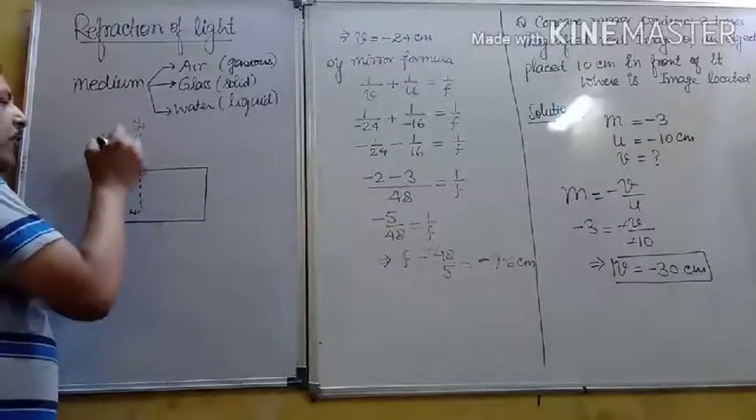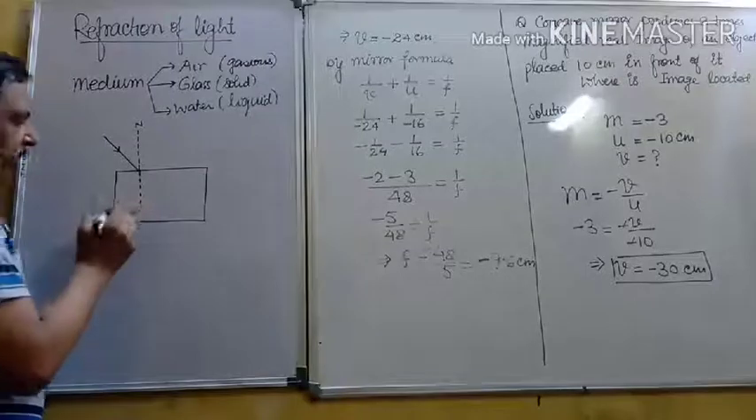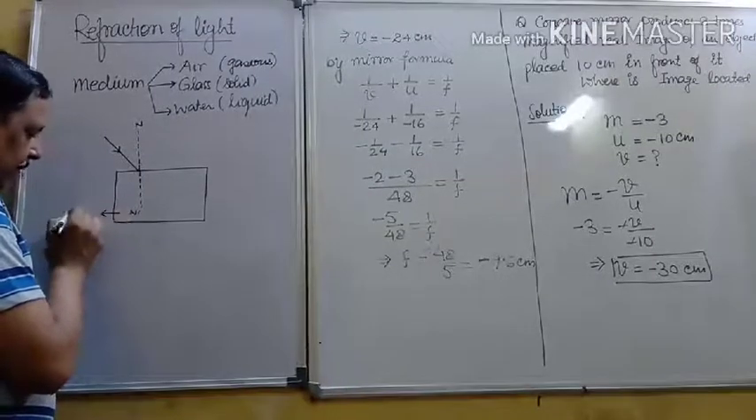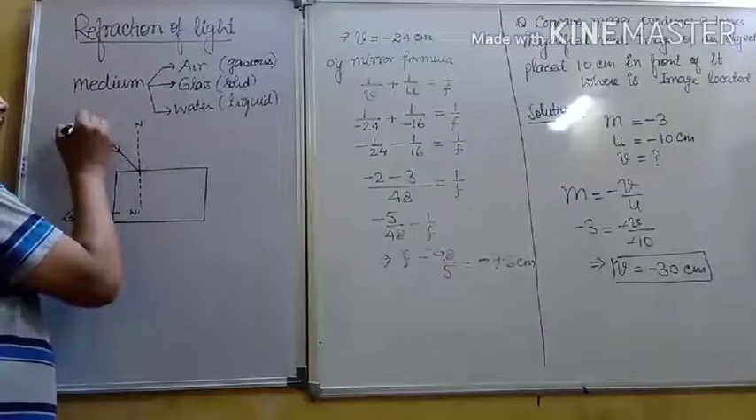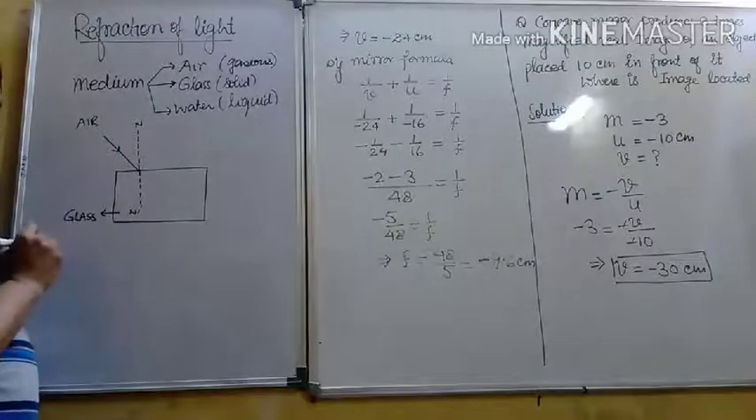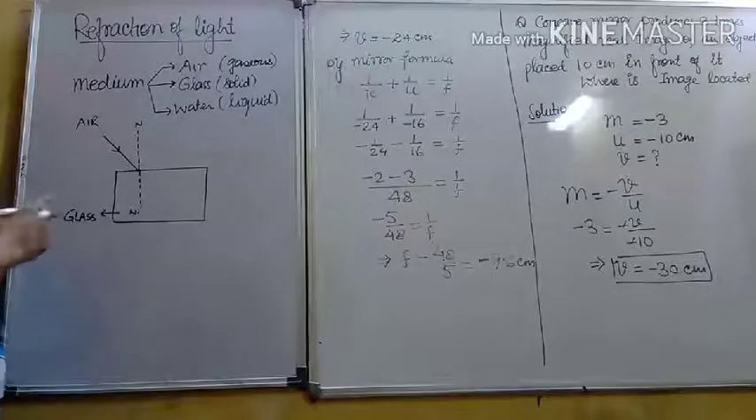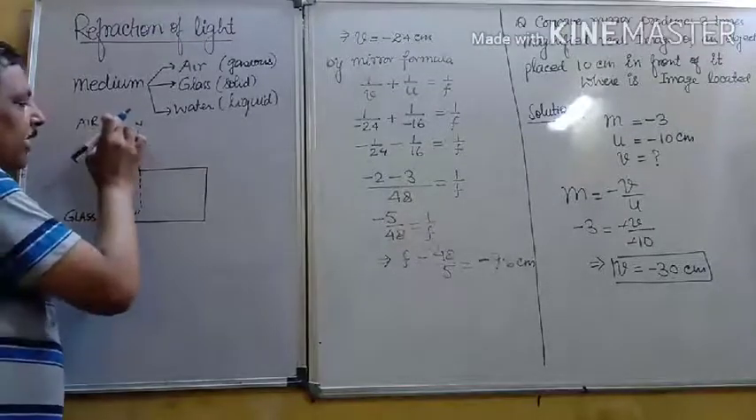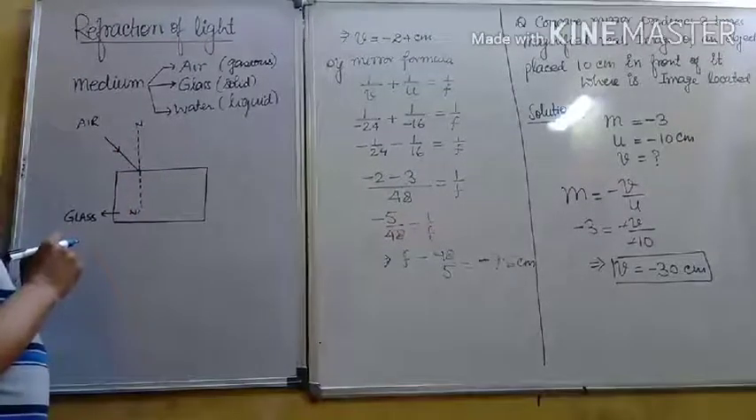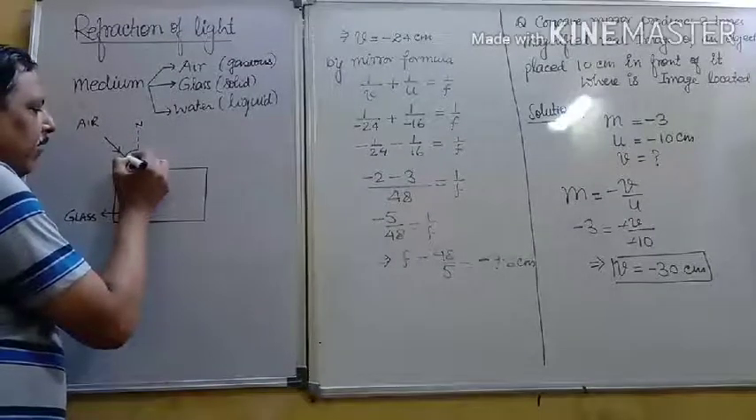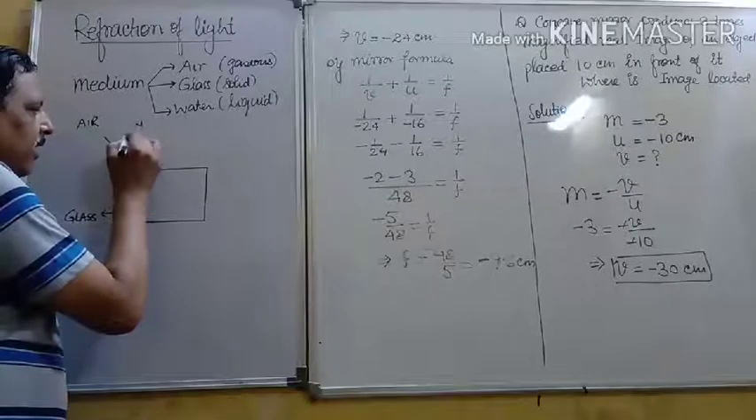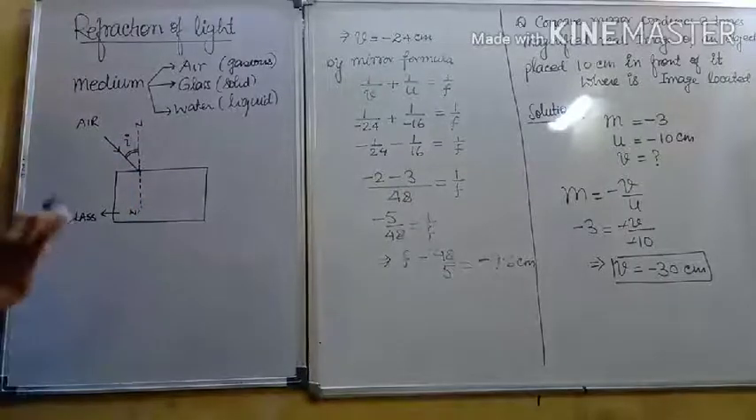This light which falls on the glass slab, this is glass, and this is air. Here this light comes, this is called the incident ray, which makes the incident angle with the normal. This is angle I. Clear to you?